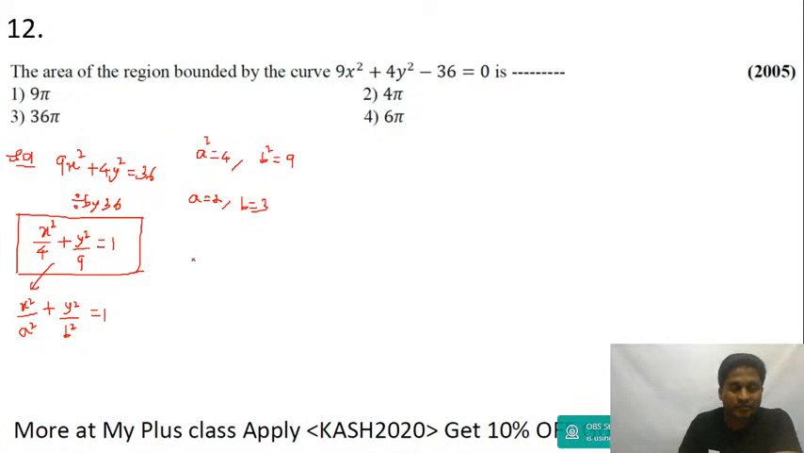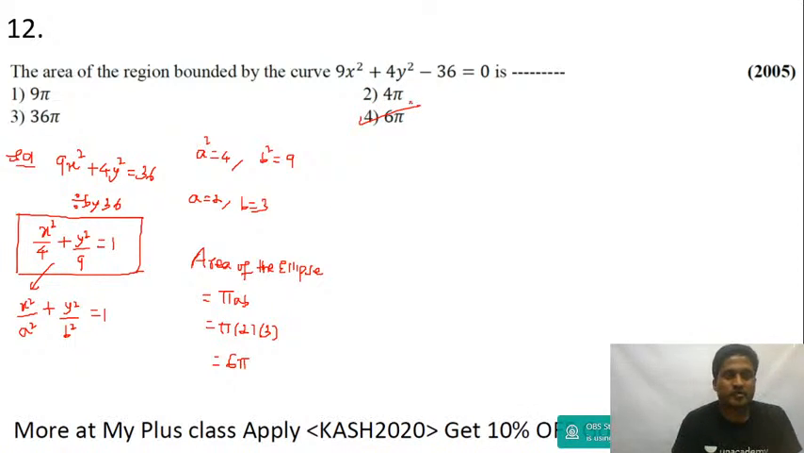And we know the area of the ellipse will be equal to pi ab. That's the general result. So this is equal to pi times a, which is 2, times b, which is 3. So I get this as 6 pi. Right, the answer will be option D.